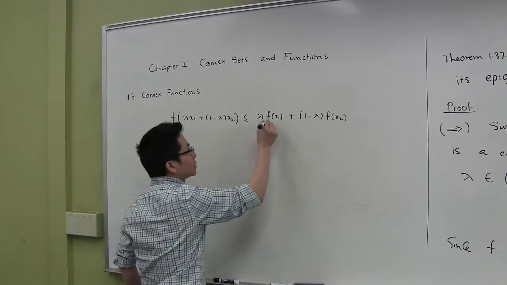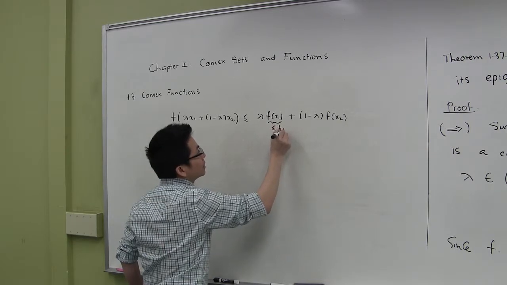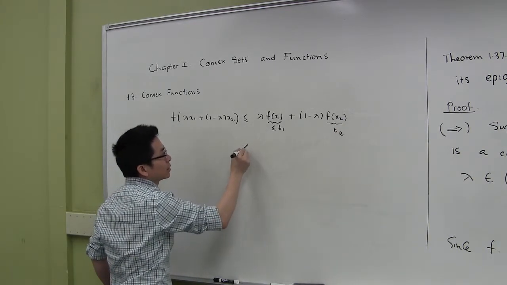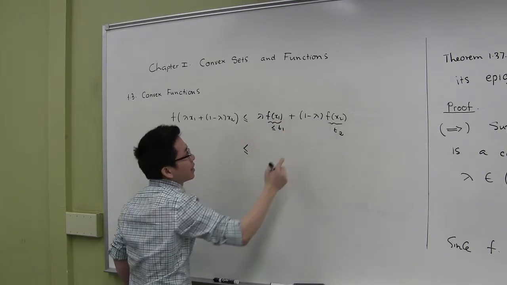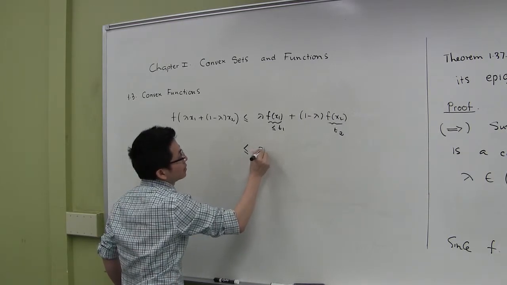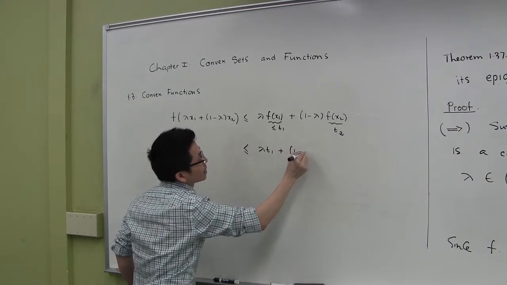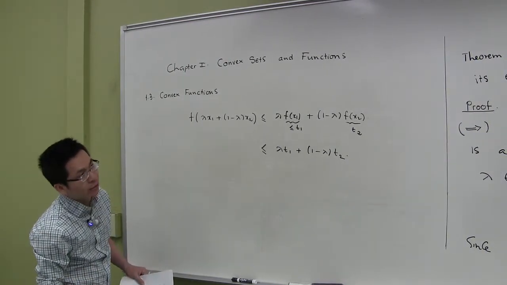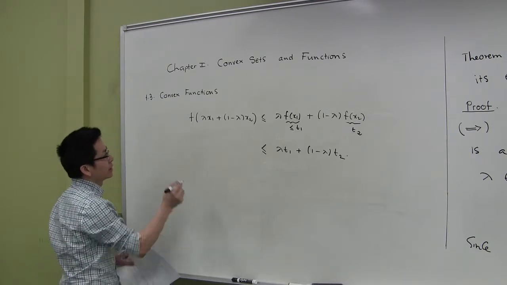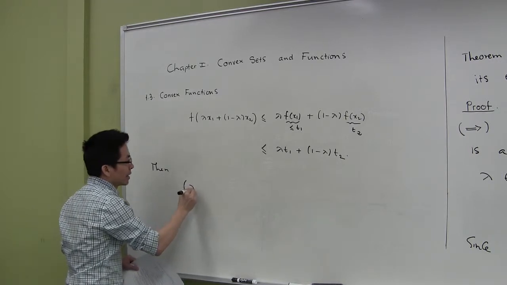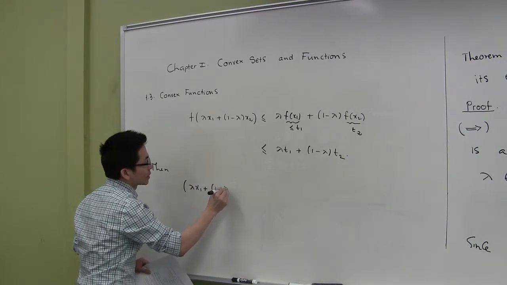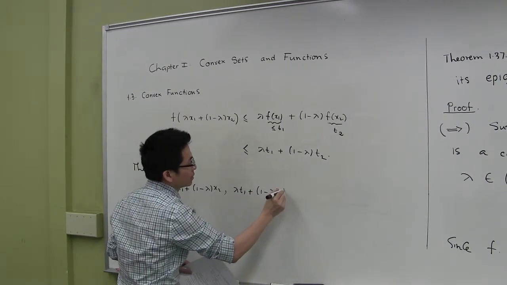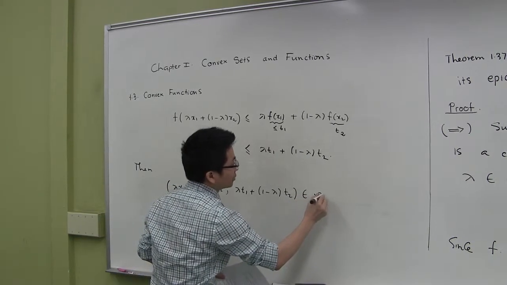Now, because f of x1 is less than or equal to t1, and f of x2 is less than or equal to t2, we have that lambda f of x1 plus (1 minus lambda) f of x2 is less than or equal to lambda times t1 plus (1 minus lambda) times t2. Now, we apply the definition of the AB graph of f to have the following property. Then, (lambda x1 plus (1 minus lambda) x2, lambda t1 plus (1 minus lambda) t2) belongs to the AB graph of f.